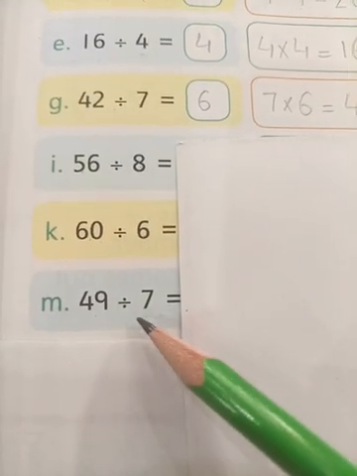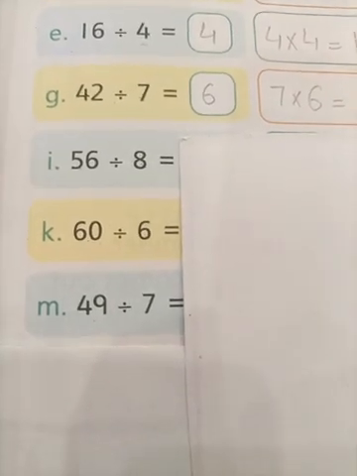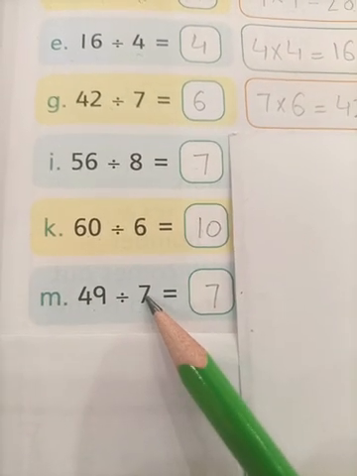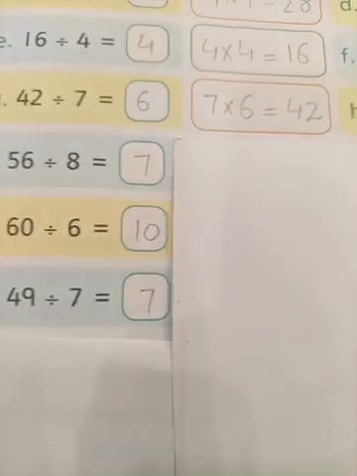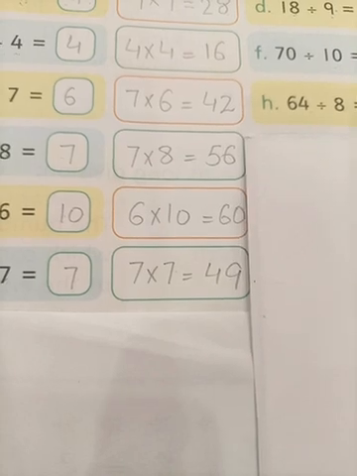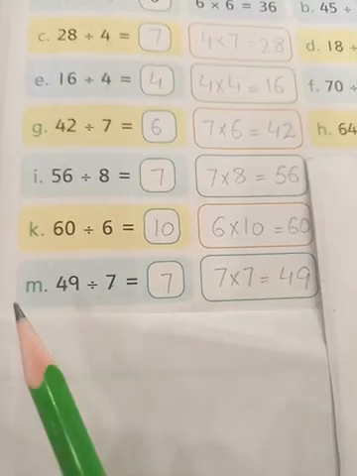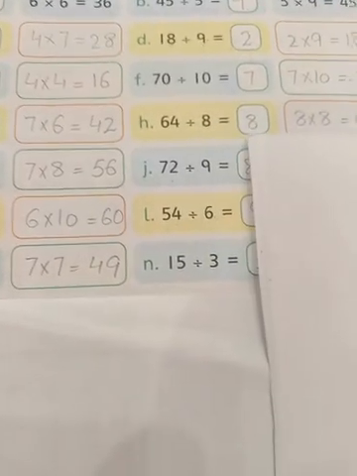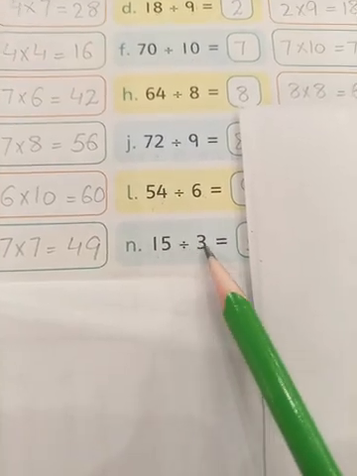49 divided by 7. 7 sevens are 49. Here is our answer, and next we are going to multiply this number and our answer to check it. 7 sevens are 49. Look at this, students, this number and this number are the same, which means that our answer is correct.